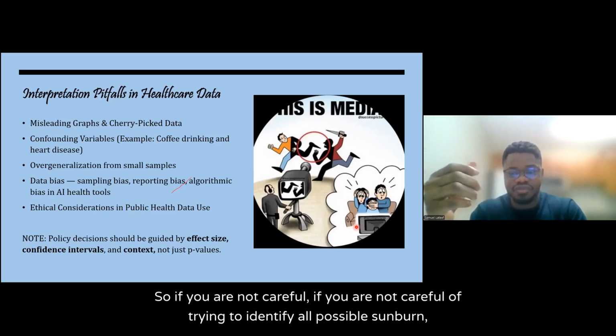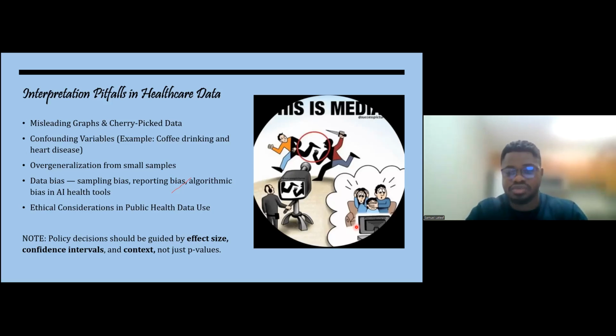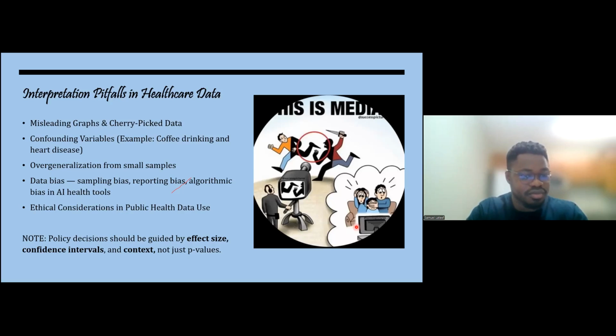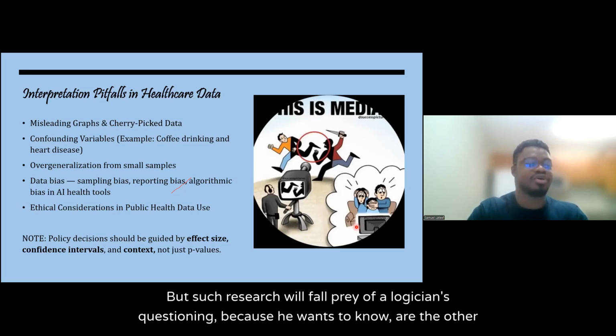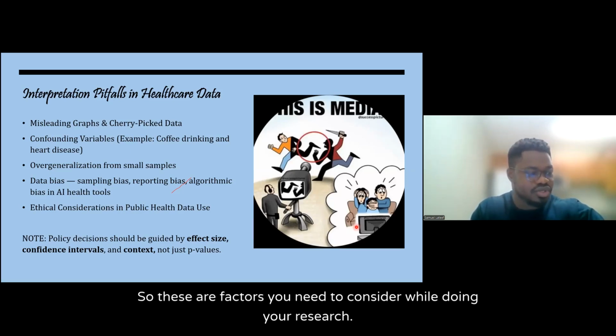So if you're not careful to identify all possible confounders, you might just come out one day and say, oh, I've done a very lovely research. Ice cream causes sunburn, or there's a correlation between ice cream and sunburn, and you're happy you've done the research. But such research will fall prey to questioning, because someone wants to know, are there other variables at play? Is something else causing something else? So these are factors you need to consider while doing your research.